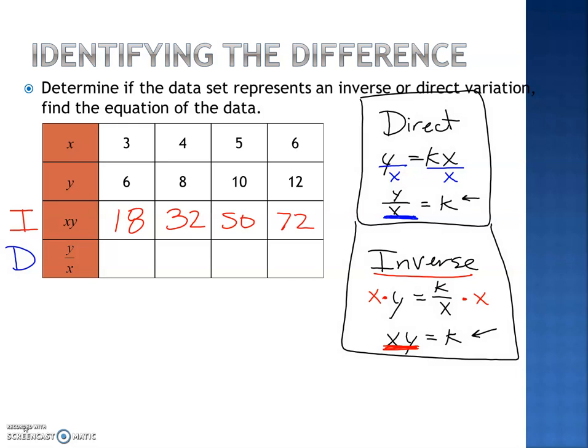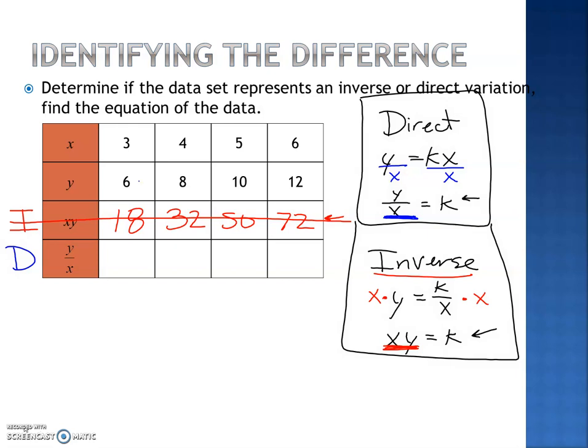So based on this column here, I can see that this is not inverse variation because there is no constant value there. So we can tell based on this here, that is not an inverse variation problem because there is no constant value. My direct variation is going to be y divided by x.